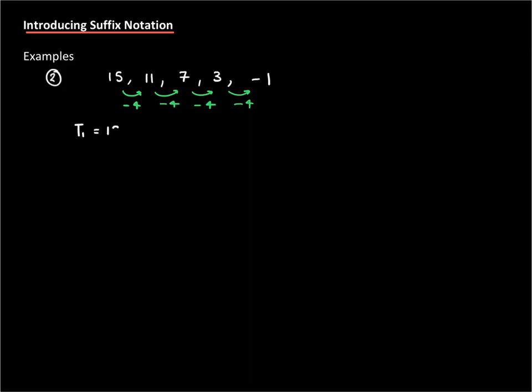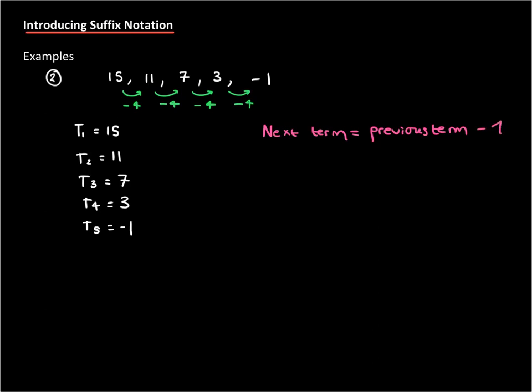So let's now write out our terms using our suffix notation again. T1 is equal to 15, T2 is equal to 11, T3 is equal to 7, T4 is 3, T5 is -1. So if we try and write this out as an iteration formula again, we can see that the next term is equal to the previous term subtract 4. So for instance, T5 is equal to T4 take away 4. We can see that looking at the numbers over here.